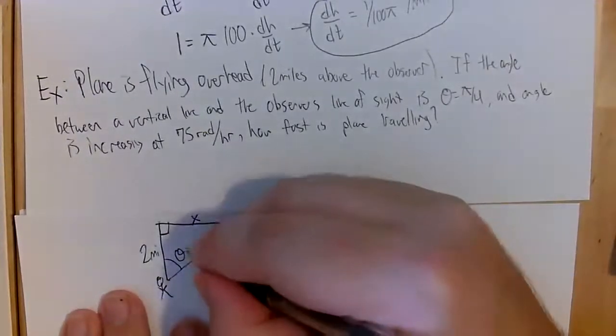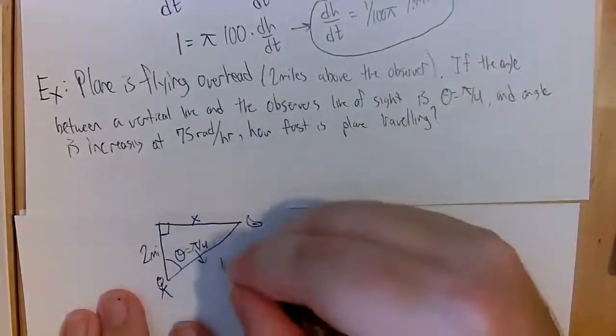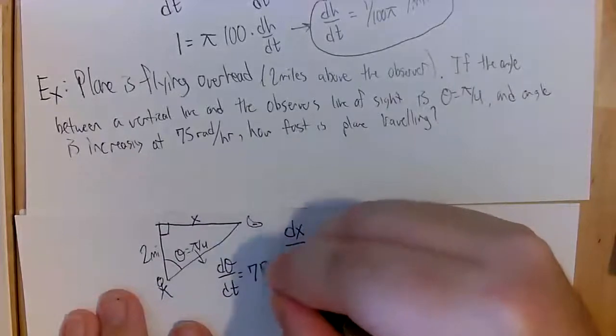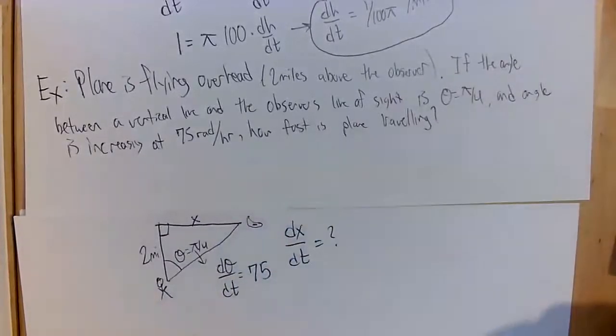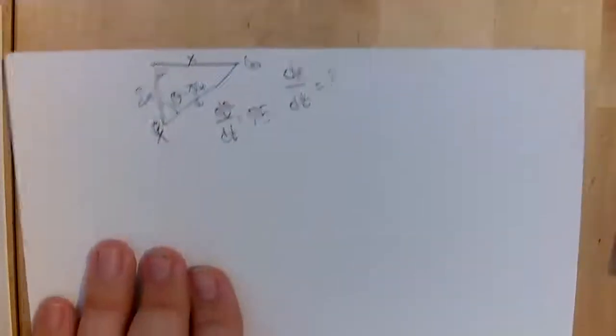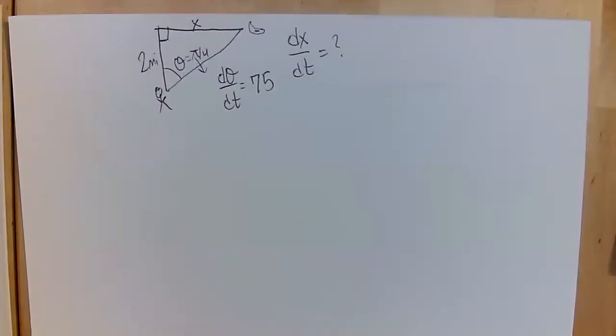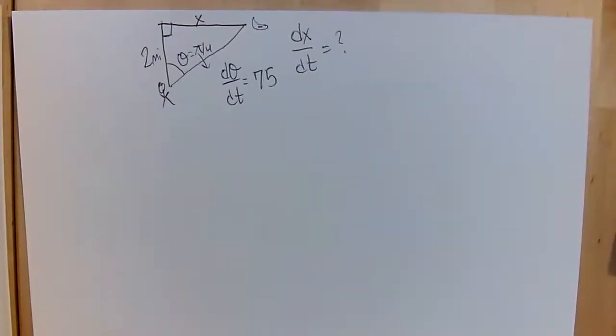And we know that theta is pi over 4. They also tell us the rate of change of our angle is 75 radians per hour. All right, so this is our setup for the problem here. It's very important to read it carefully so you know how to set it up, especially when angles are involved.